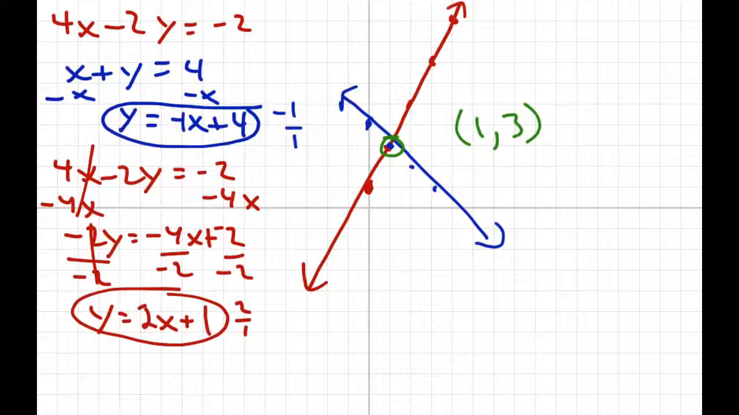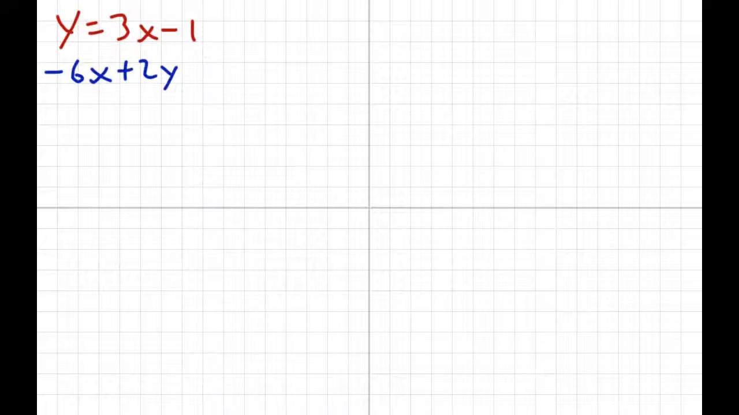All right, let's do another. At this time, we have y equals 3x minus 1 and negative 6x plus 2y equals negative 4. All right, y equals 3x minus 1 is already set up for us in slope-intercept form. Let's take this other equation and put it in slope-intercept form.